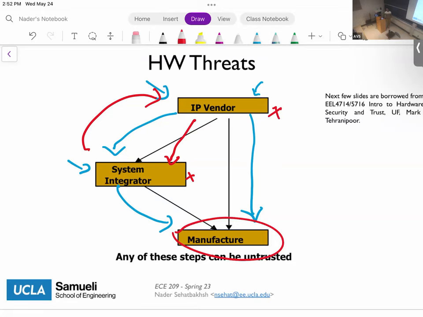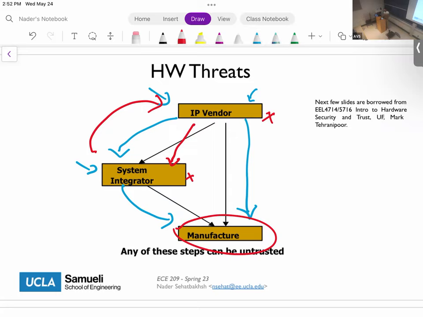So they can basically just design their own cell phone and sell their own cell phone, right? If they can. All of these things can be untrusted. There could be mutual distrust between any two players. And unfortunately, there are lots of opportunities for the attacker in all of these.